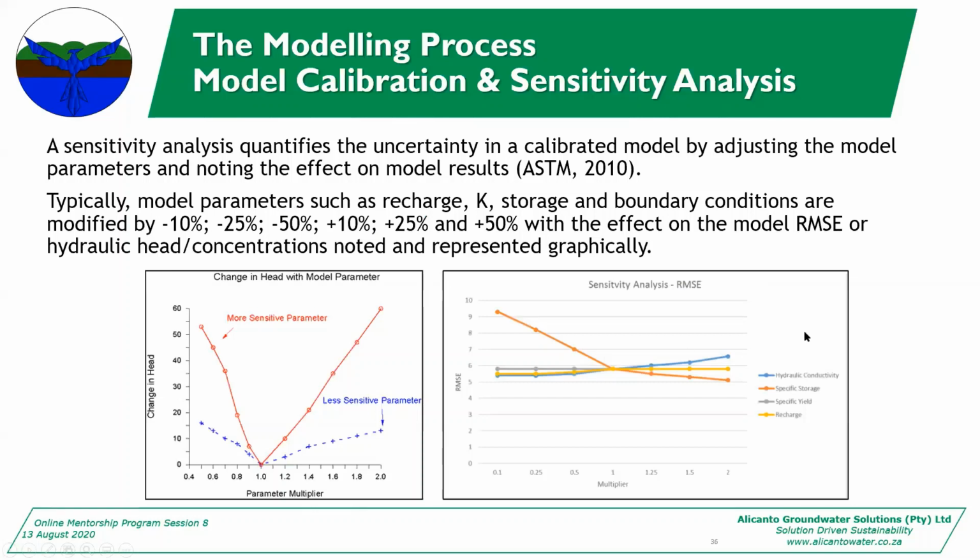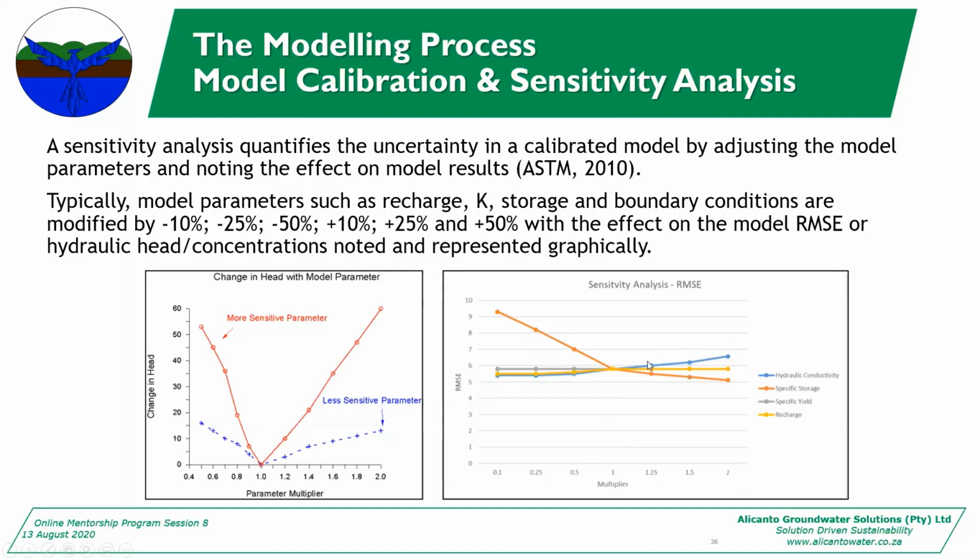Okay, and your sensitivity analysis quantifies the uncertainty in a calibrated model by adjusting the parameters and noting the effects on the model results. So typically we change the conductivity, storage, specific yield, and the recharge values by a factor. So here's 1. This is where my model is calibrated. Then I multiply it by half, quarter, and a tenth, 1.25, 1.5, and 2. And then I see what it does to my calculated RMSE, root mean square error.